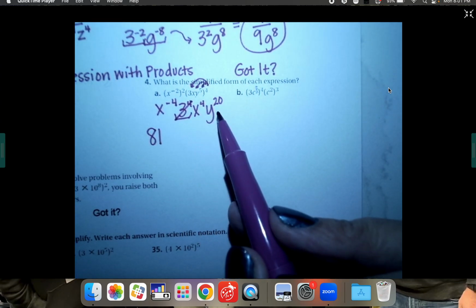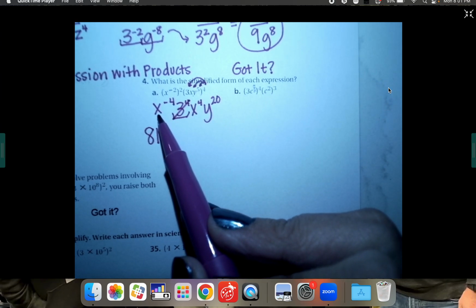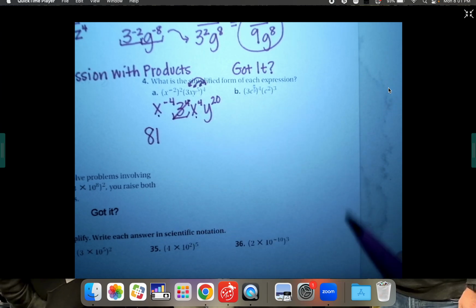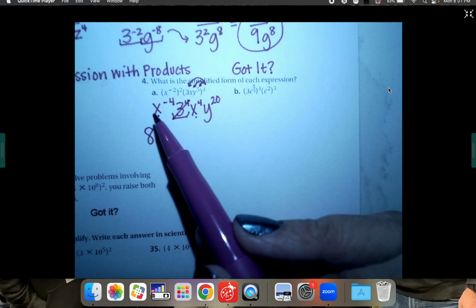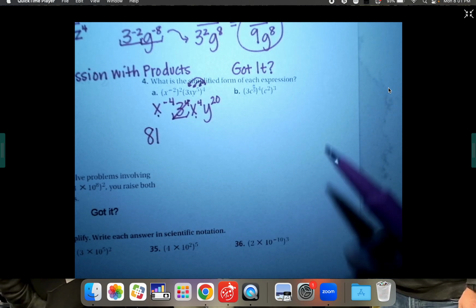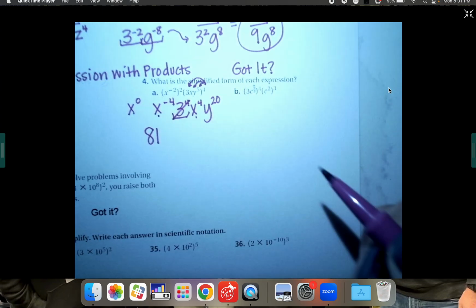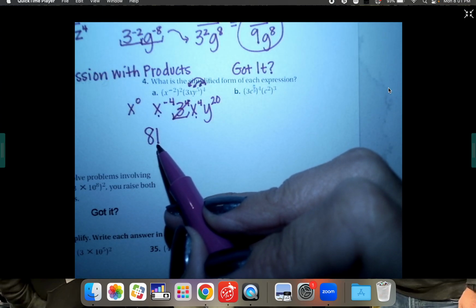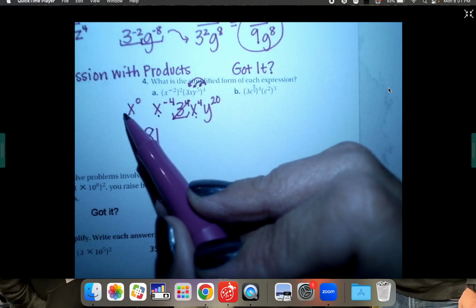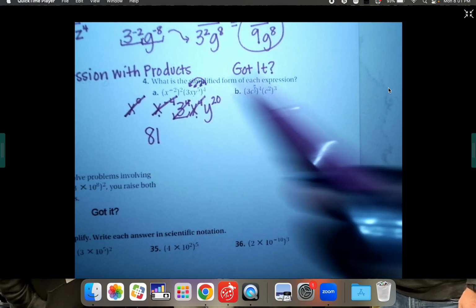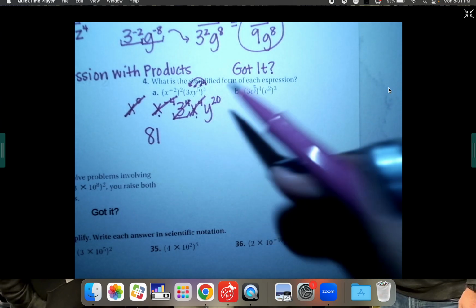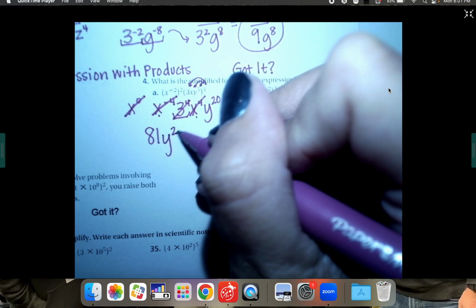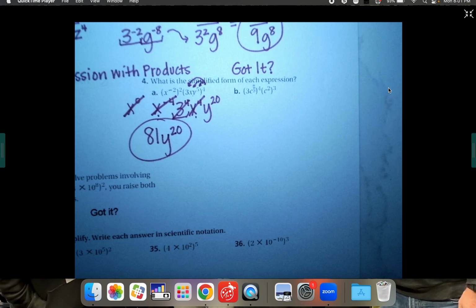So 81, and I'm going to cross it off because, again, I'm just getting confused on what I've used. Alphabetically, x comes before y. So let's add my x's. -4 and +4. -4 plus +4 is 0. And if you remember what x to the 0 power is, it's 1. So 81 times 1 is just going to be 81. So I can actually just cancel out all of those. And it leaves me with y to the 20th. So that problem is done.